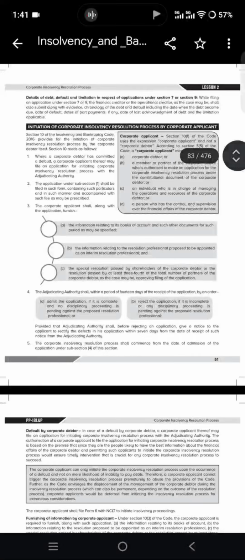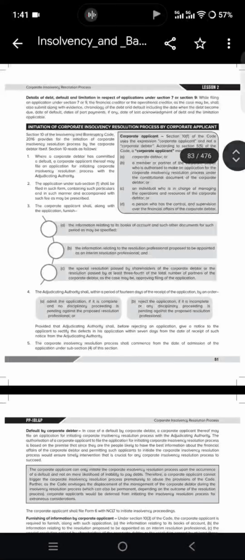Okay, details of debt and default, limitation in respect. Limitation is 3 years. So while filing an application under Section 7 or 9, that is financial and operational, the financial creditor or operational creditor, as the case may be, shall also submit along with evidence a chronology of the debt and default, including the date on which the debt becomes due, date of default and date of part payment if any, date of last acknowledgement of a debt, and limitation applicable.